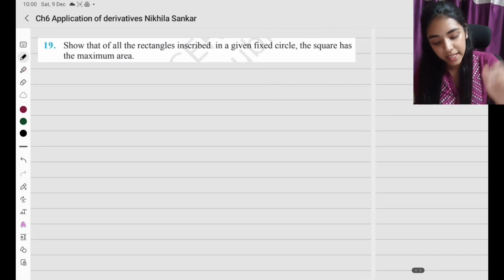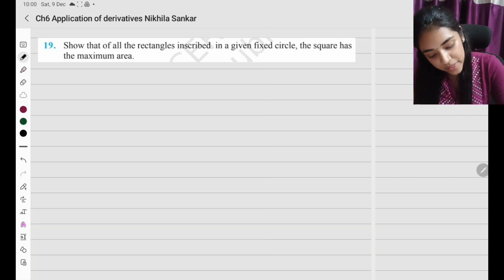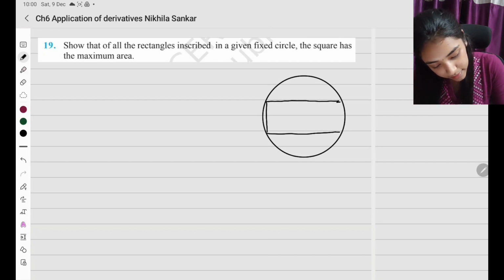Question number 19. Show that of all the rectangles inscribed inside a fixed circle, the square has the maximum area. Okay. Now I have a circle. Inside that I have a rectangle or a square. So let us draw a rectangle for now. So this is my rectangle.